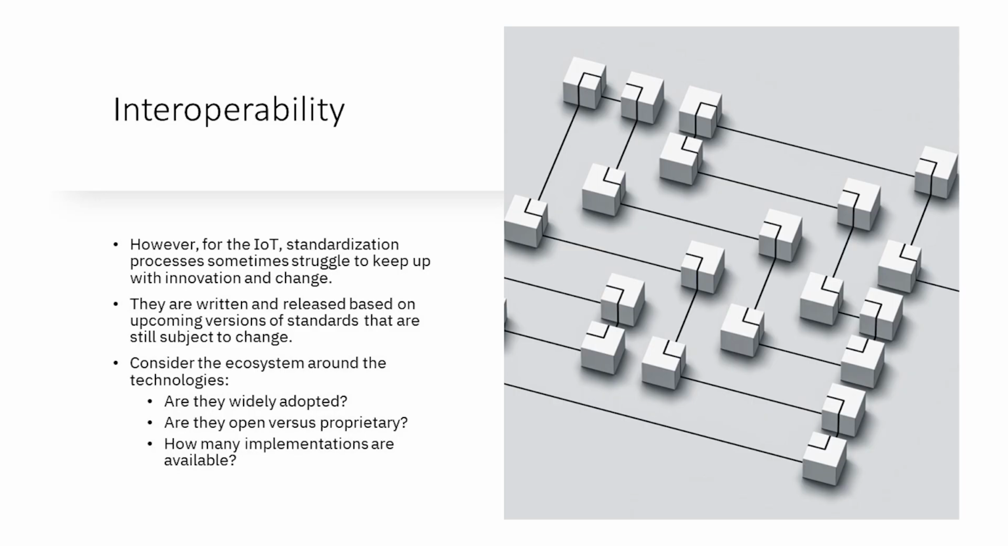So, think about the ecosystem around your technologies. When you are building your smart products, think about whether these are widely adopted, whether they are open versus proprietary, whether you are using open source technology or proprietary technology which belongs to a specific company like Siemens. How many implementations are available? One, two, ten? How many people are using them? Whether millions of companies are using them. All of this goes into designing your Industry 4.0 systems. Think about all of these aspects.